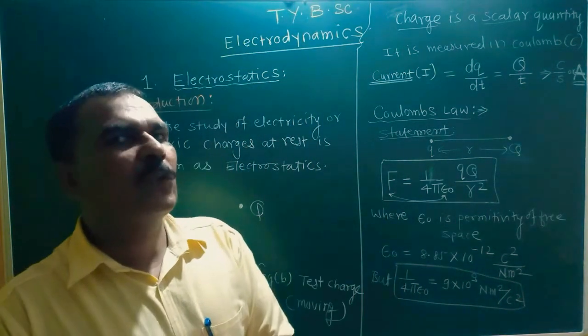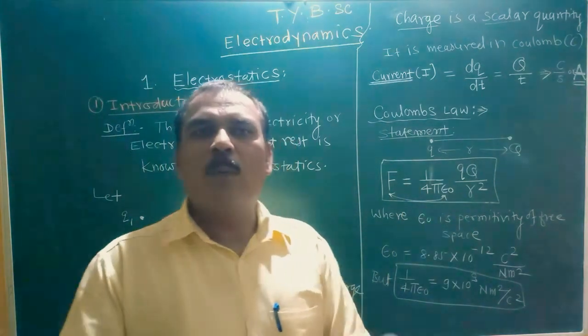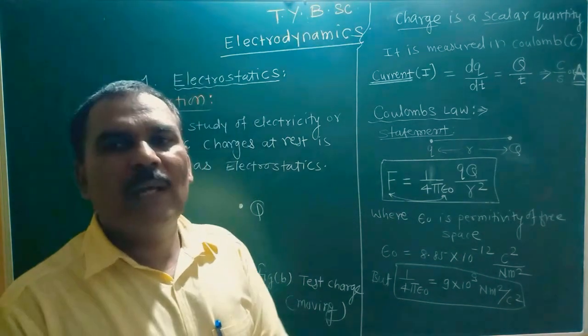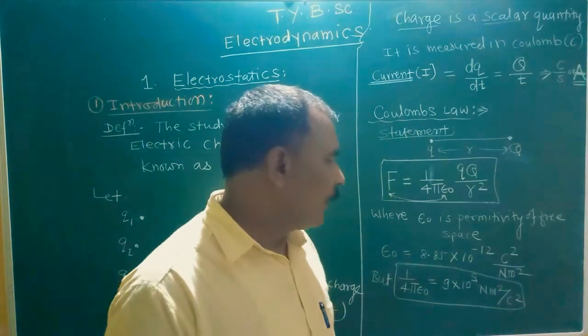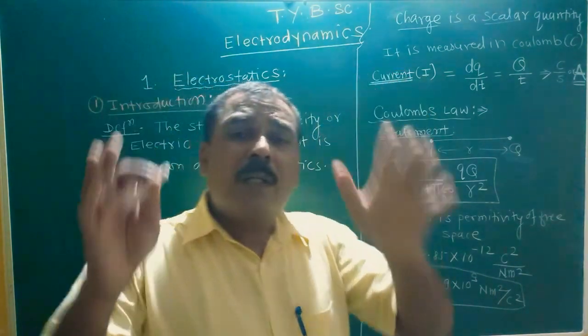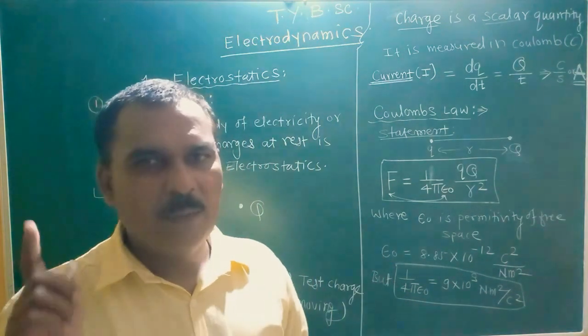Sometimes a multiple choice question may be asked on this, what is the unit of permittivity? So, the permittivity of free space. 1 upon 4 pi epsilon 0 has the value 9 into 10 to the power 9 Newton meter square per Coulomb square. These are the introductory parts about electrostatics we have to study here.